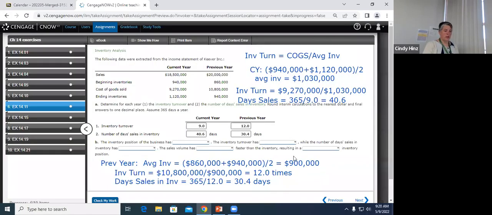So for the previous year, I got an inventory turnover of 12 times. So if we're turning it over 12 times a year, that's about once a month, or 30.4 days, number of days sales in inventory.